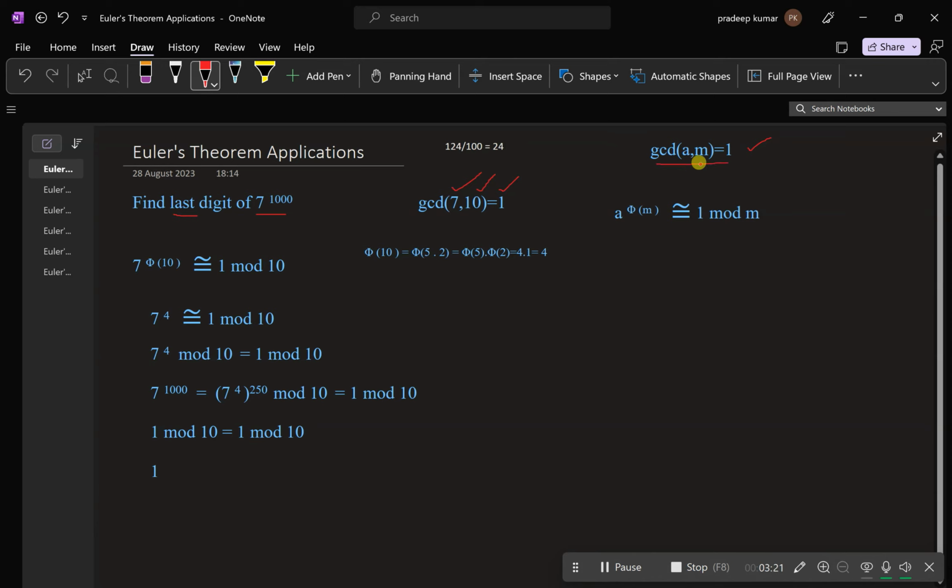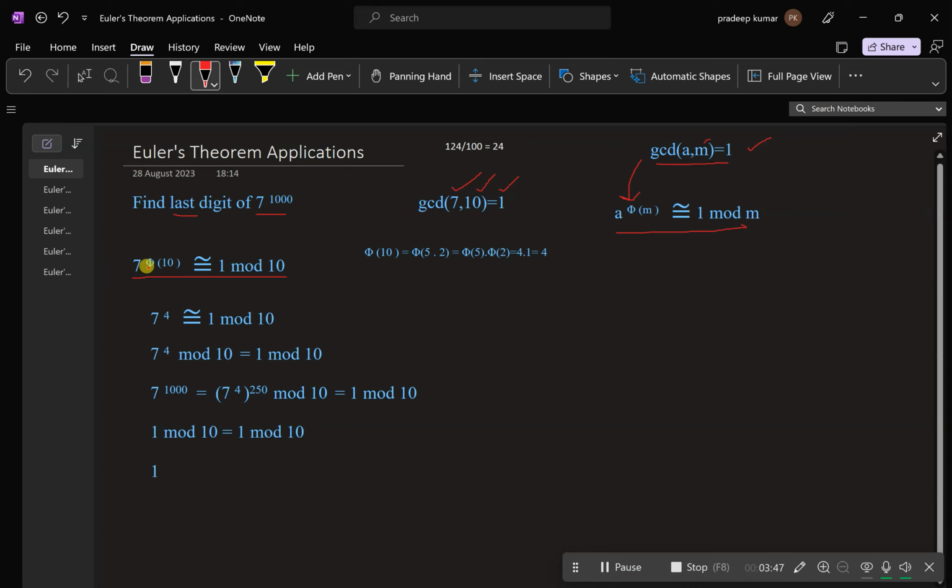What can I write here? In place of a we have 7, in place of m we have 10, so we substitute into the formula. So 7 to the power of phi of 10 is congruent to 1 mod 10. From this formula I got this, by just substituting 7 for a and 10 for m.